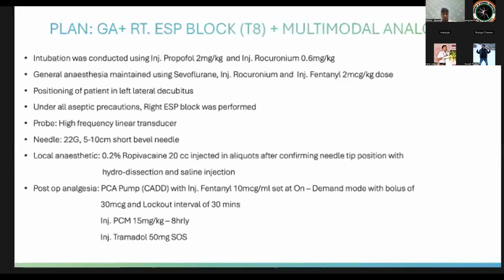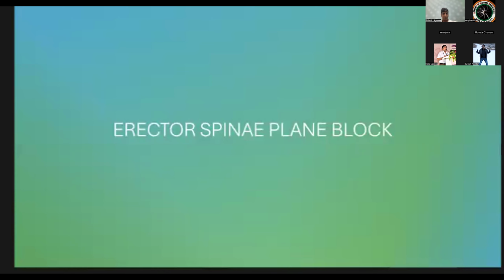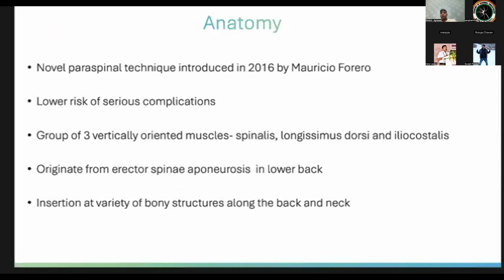The specimen for this surgery was removed from a lateral extension of the port site incision anterior to the iliac crest. Coming to the erector spinae plane block, it is a novel paraspinal technique which was introduced in 2016 and has a lower risk of serious complications.